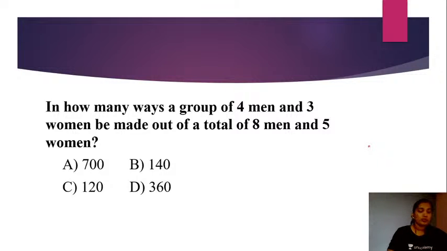Here you have the next question, students. In how many ways can a group of 4 men and 3 women be made out of a total of 8 men and 5 women? Right? So out of the 8 men you need to select 4, and out of 5 women you need to select 3 while you are making the groups.